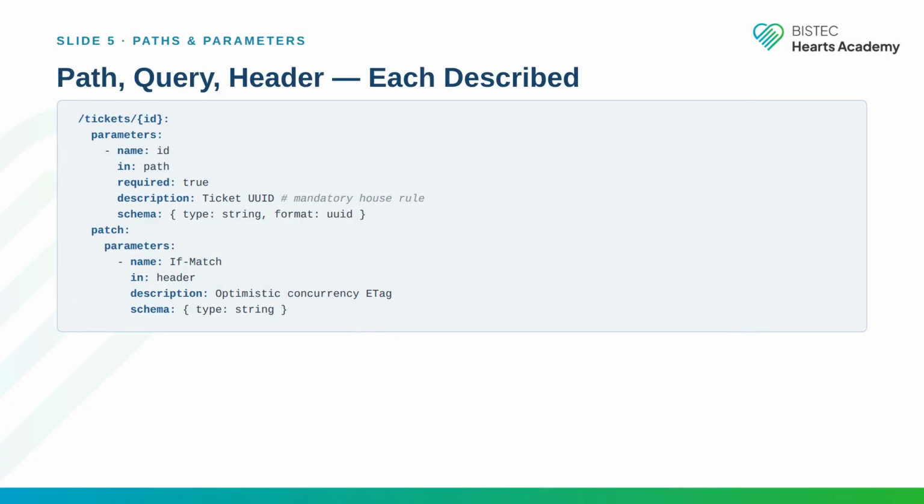Every parameter has a name, an in (path, query, or header), a required flag, a description, and a schema. BISTEC house rule: description is mandatory, not optional. If you can't describe the parameter in 1 line, you don't understand it yet. Example on screen: the ID path parameter for /tickets/{id} and an If-Match header for optimistic concurrency on the PATCH handler.